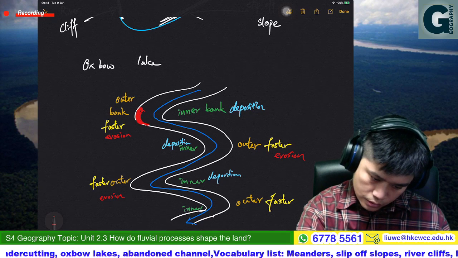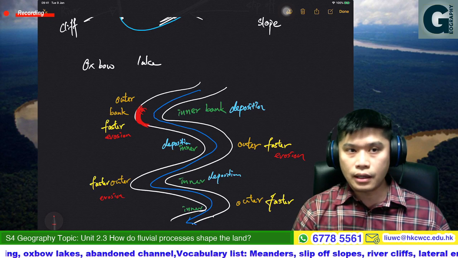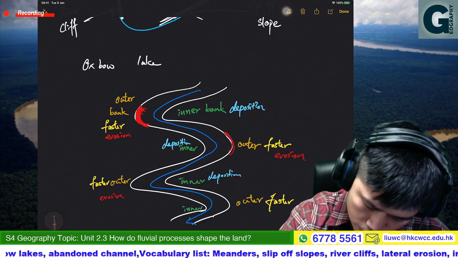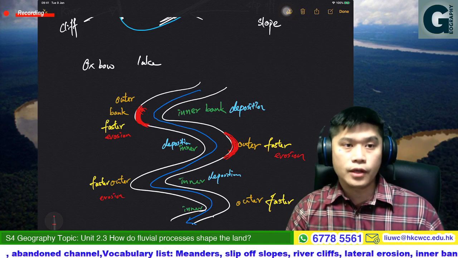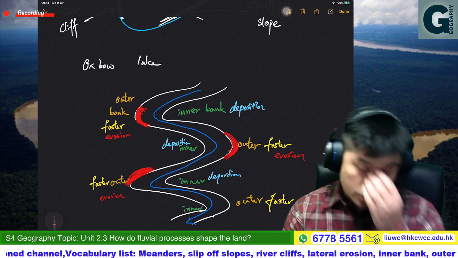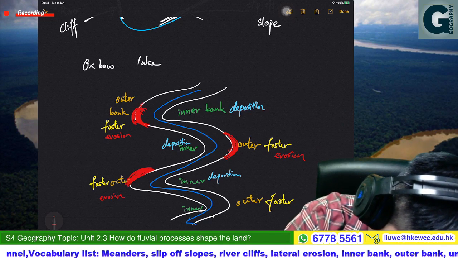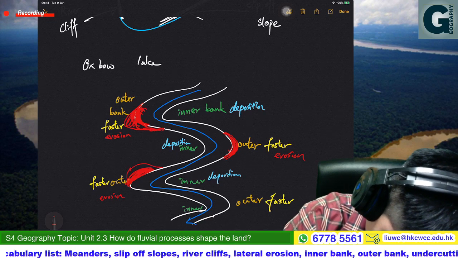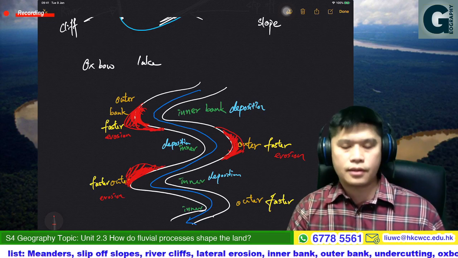Here on this outer bank, there would be lateral erosion. On the outer bank also, there would be erosion right here. Okay, and maybe I draw a little bit farther away. Erosion at the outer bank.